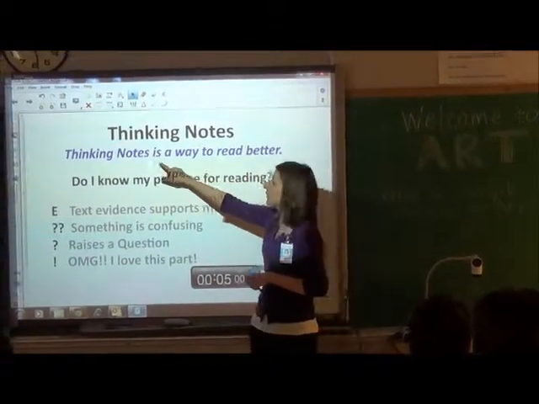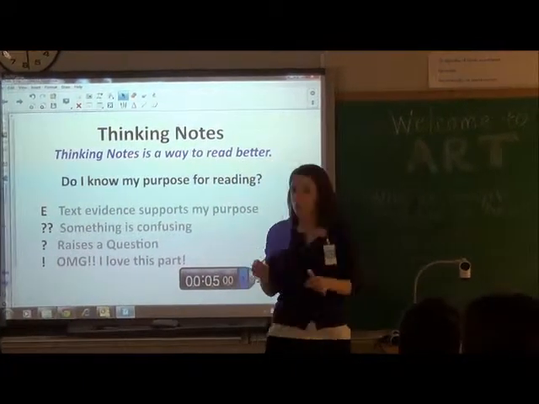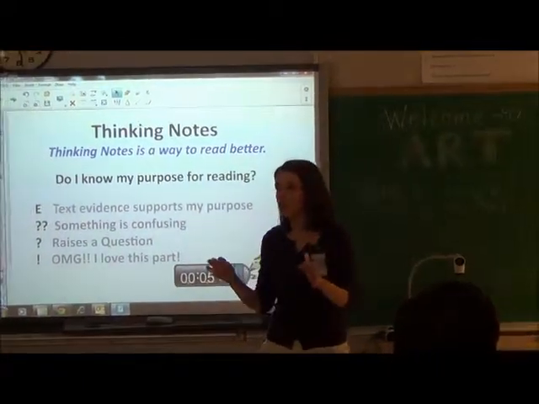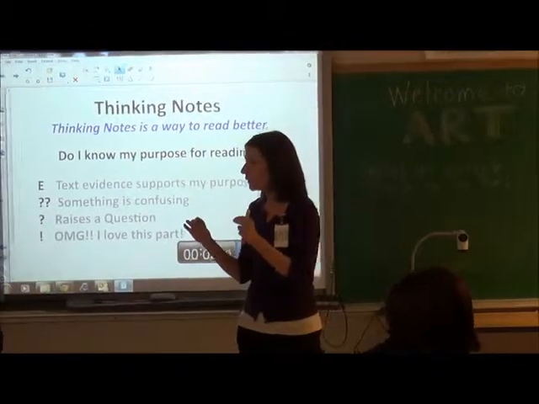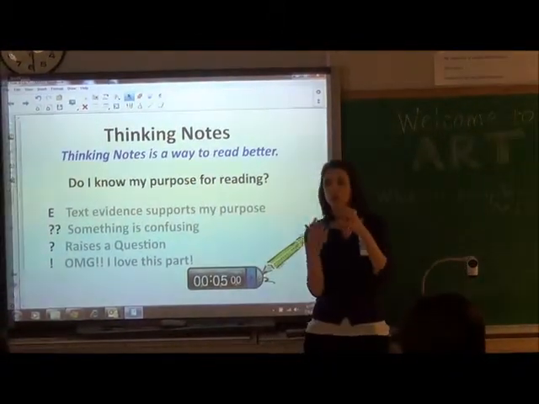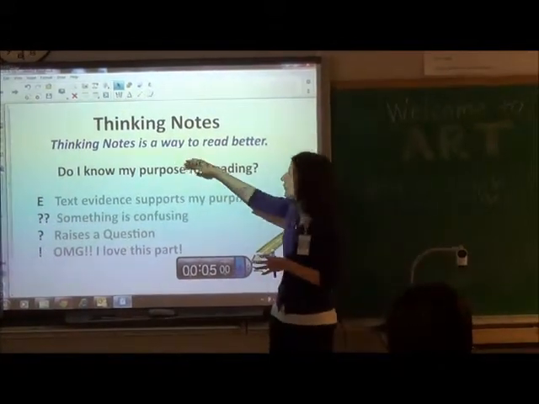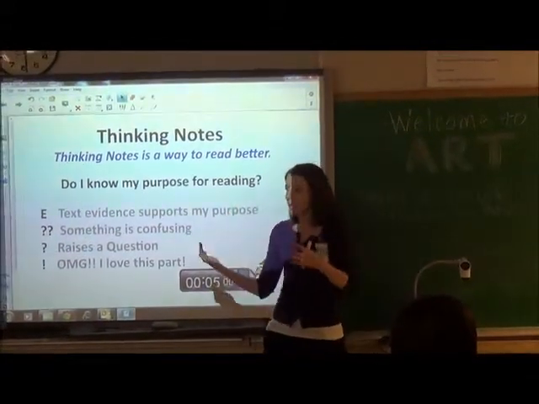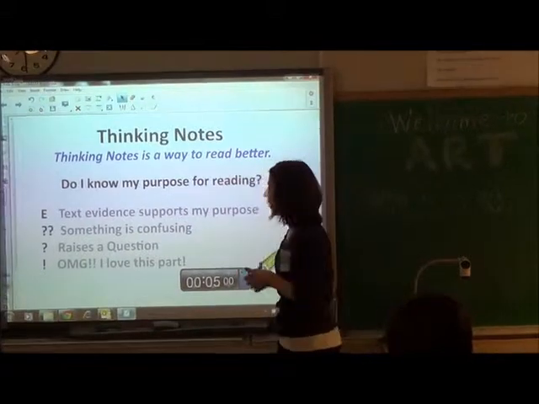Thinking notes, it says up here, is a way to read better. We know that observation drawing is slow and silent. It's about focusing. That's what thinking notes is like. It's about focusing, but instead of focusing on the details of an object, you're focusing on the details of what you're reading. So observation and thinking notes go together really, really well.